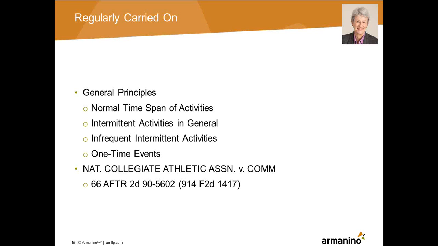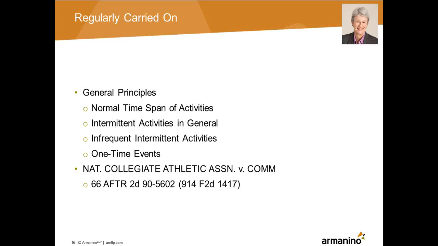So the normal time span of Christmas tree lots is a few weeks around November, December. Now your Christmas tree lot will also probably be operated in that same time span. So even though your activity is only carried on for a few weeks, because the normal time span of the Christmas tree lot is just a few weeks, then your activity will be deemed to be regularly carried on. It's going to be the same if you sell Valentine candy or anything else that has a quick time span.